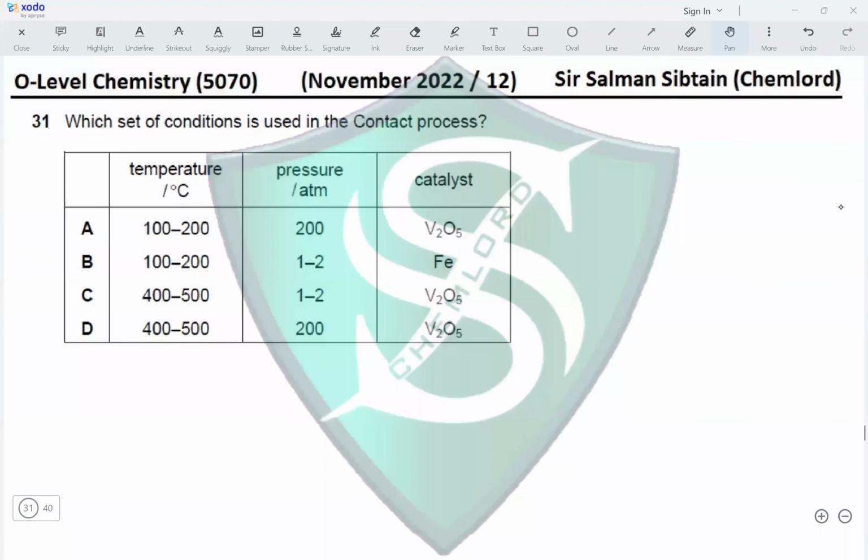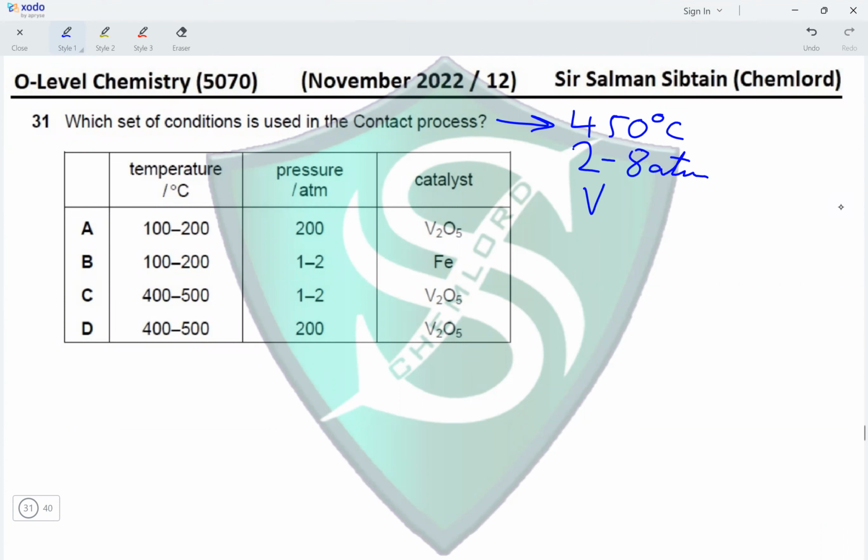Hi guys, this is O-Level Chemistry, paper 12, November 2022, question 31. Which set of conditions is used in the contact process? So this is a recall question. What are the conditions for the contact process? 450 degrees Celsius temperature, 2 to 8 atmospheric pressure, and V2O5 catalyst.